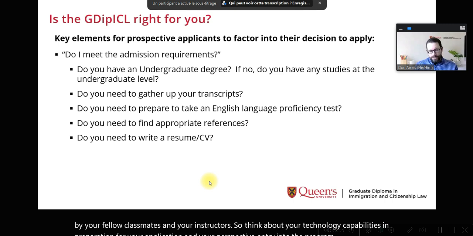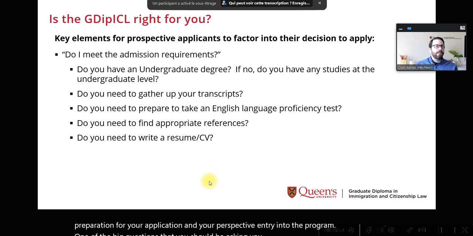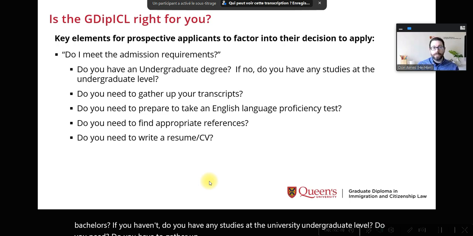One of the big questions that you should be asking yourself is, do I meet the admission requirements? We will go through the admission requirements here in a little bit. Of course, our website has a ton of detail, but you should be talking to yourself about this now. Do you have an undergraduate degree? Have you studied at the undergraduate level and completed a bachelor's? If you haven't, do you have any studies at the university undergraduate level? Do you have to gather up your transcripts at this point? Do you have things available, or maybe you have some of them? Do you need to prepare to take an English language proficiency test?